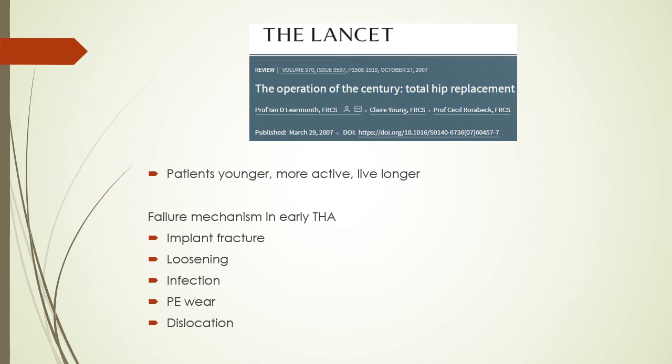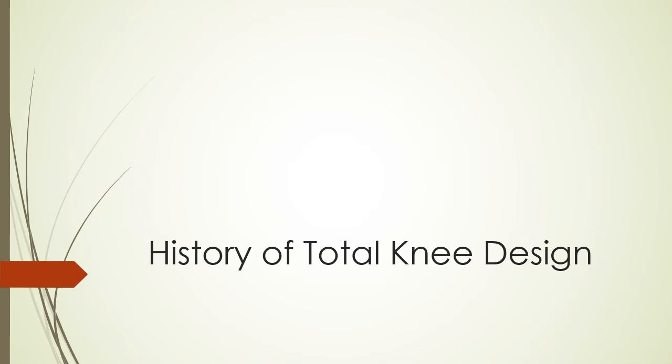Yet we still have, although not many, failures seen in primary THA, with mechanisms including implant fracture, loosening, infection, PE wear, and dislocation. With the advance of design and materials, hopefully we are moving in a positive direction to further reduce the risk of failure. And with that, we wrapped up the early history of the hip design. Now moving on to the history of total knee design.